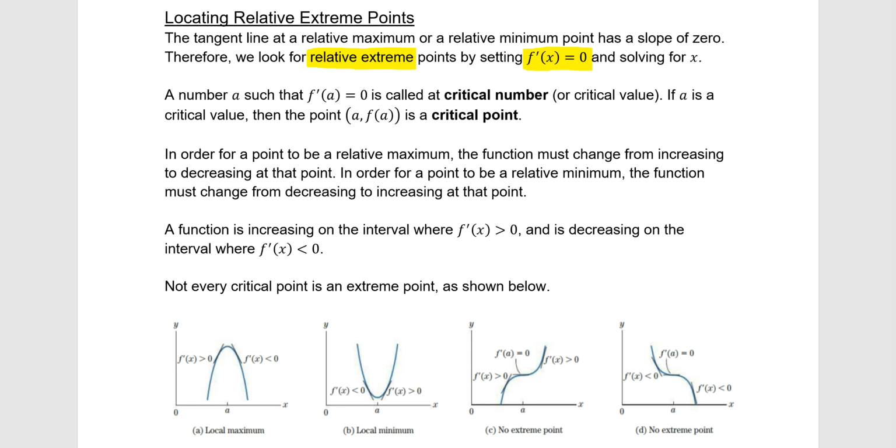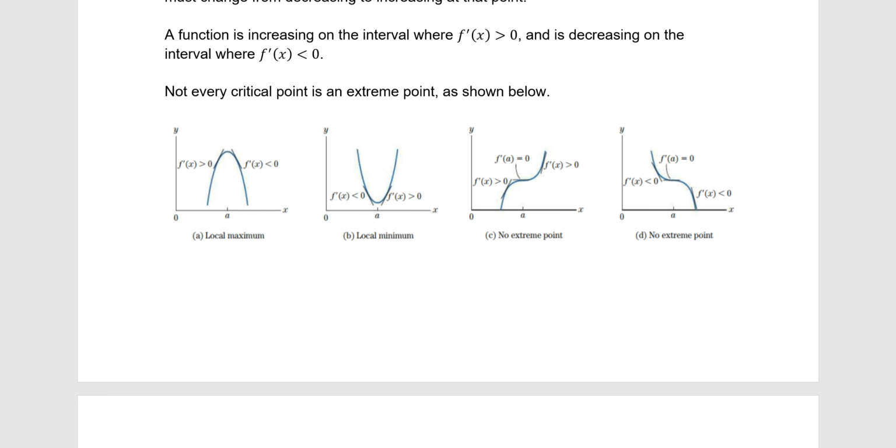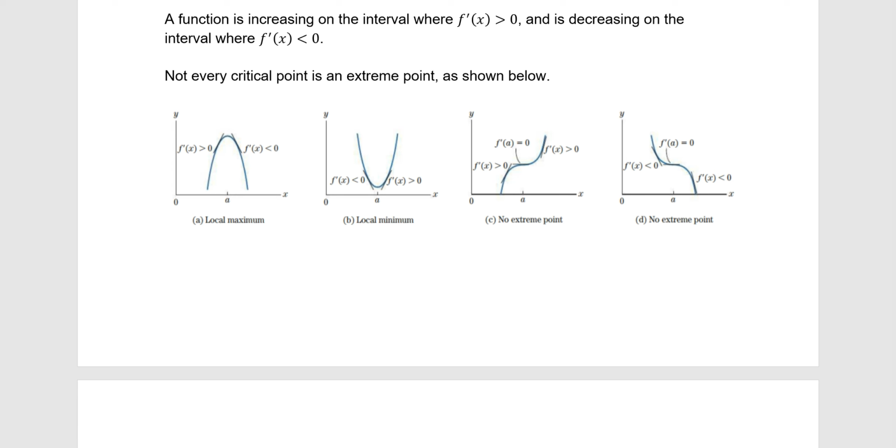They may or may not be relative max or min though, and then we'll see why that is in a second. So in order for a point to be a relative maximum value, the function has to change from increasing to decreasing at that point, and in order for it to be a relative minimum, it has to change from decreasing to increasing. And we know that a function is increasing on the interval where the derivative is positive, and it's decreasing where the derivative is negative. And like we mentioned, not every critical point is an extreme point, as we'll see below in the examples on the right.